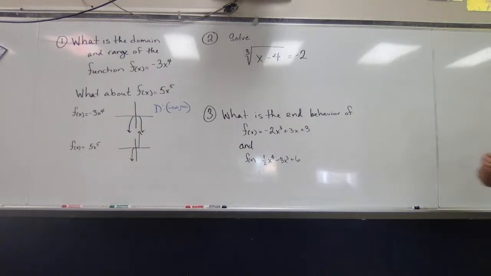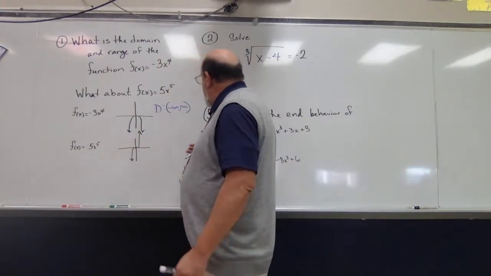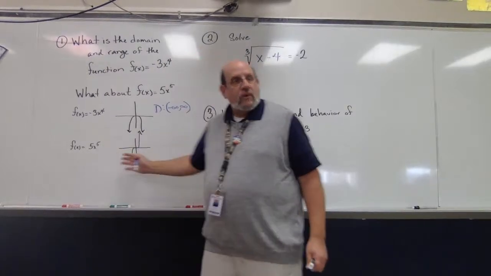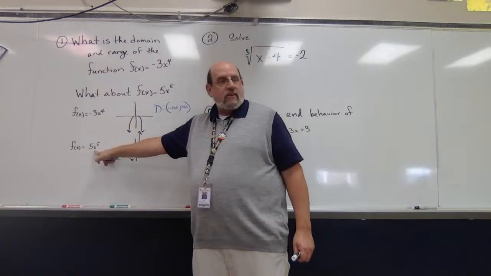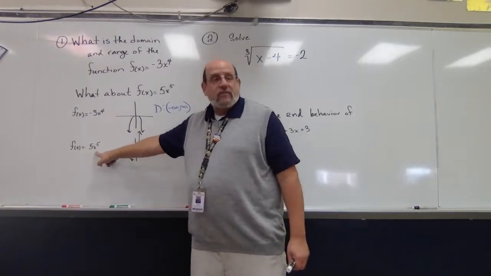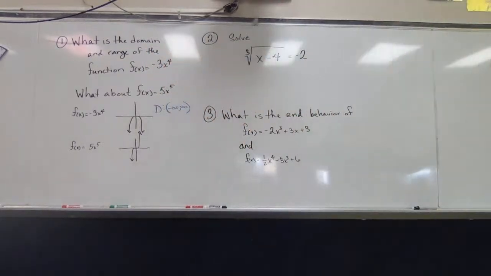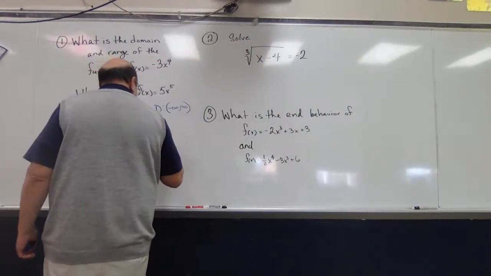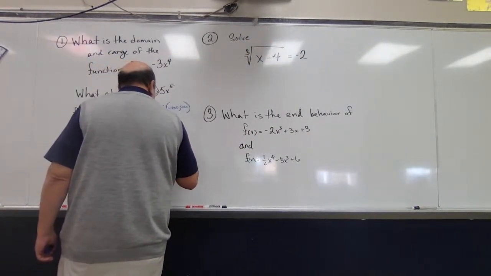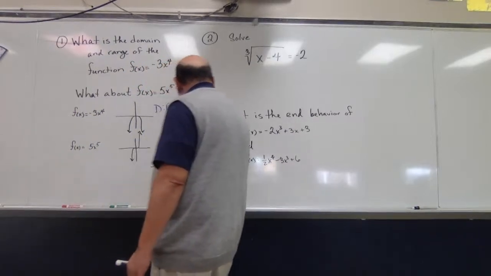While I'm on domain, let's go ahead and look at the second one. 5x to the fifth. What might the domain be for this one? Can I put in negative 7 billion and get out an answer? Yes. Can I put in positive 7 billion and get out an answer? Yes, it's enormous, but absolutely. So would that domain be the exact same thing? You betcha. So the domain for both of these is infinite. Sorry about my back.